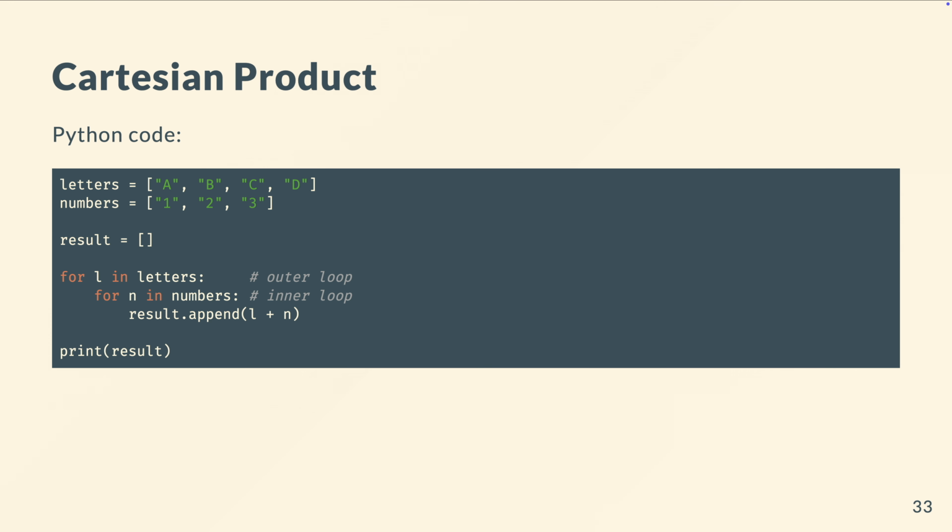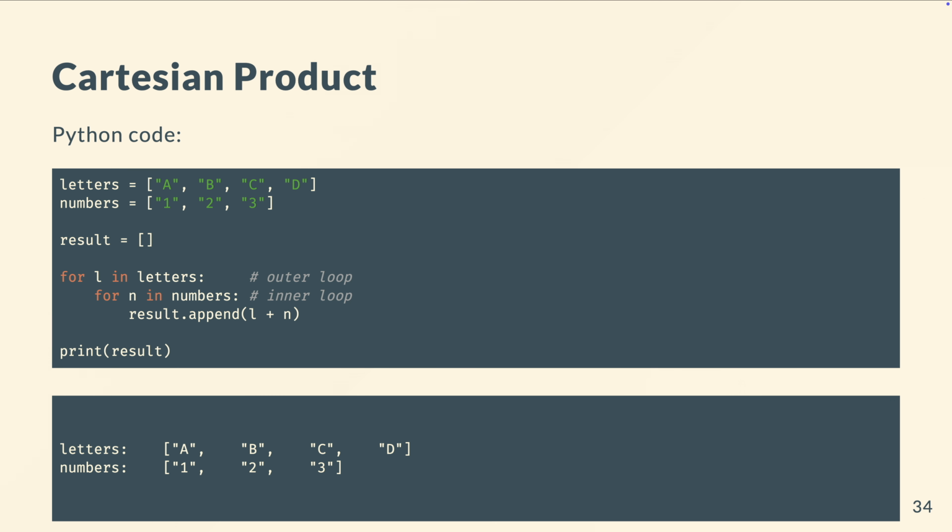Now the Python code for Cartesian product. Letters is a list of letter strings. Numbers is a list of number strings, 1, 2, 3. Here, the numbers are strings, not integers. We start with an empty list called result. Then we run the nested loops. Outer loop. L becomes each letter. Inner loop. N becomes each number string. Inside the loop, concatenate L and N to make a new string, and append the string to result. After the loops, we print result.